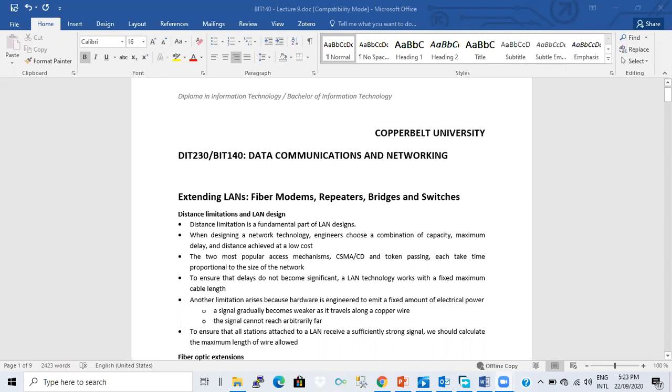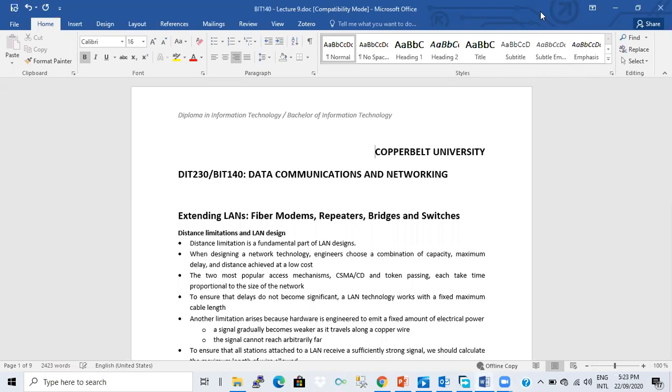This is our Unit 9, Handout 9, or whatever you may refer to. This is our DIT 230, BIT 140, which is data communication as well as networking. In Unit 9, we are looking at extending local area networks. We extend local area networks through fiber modems, through repeaters, through bridges, as well as through switches. So in this lesson, we'll look at how you can extend a local area network.